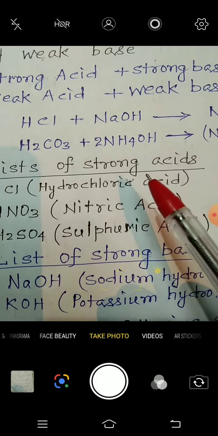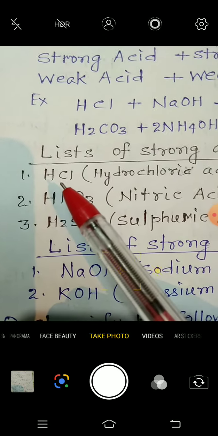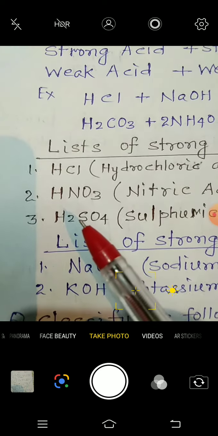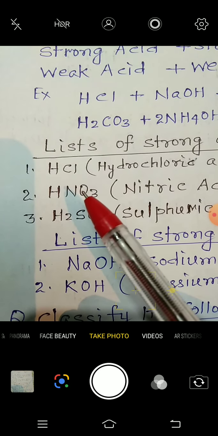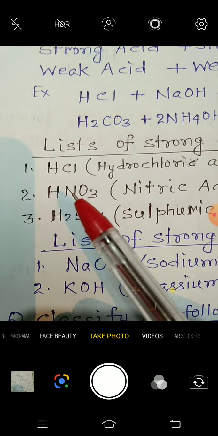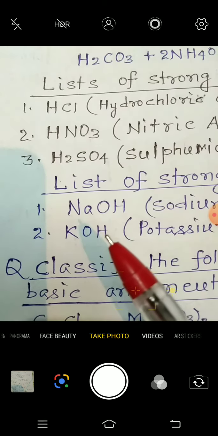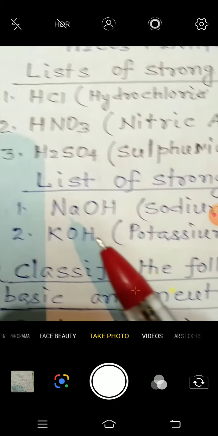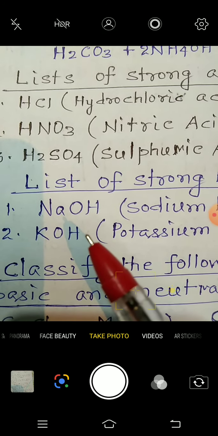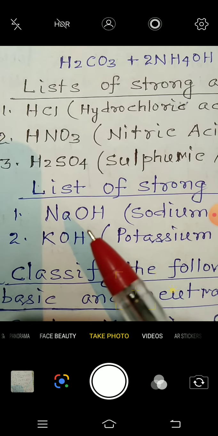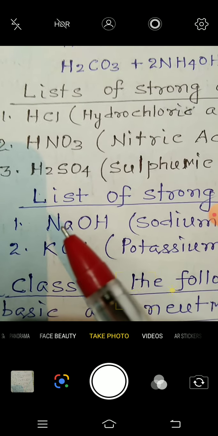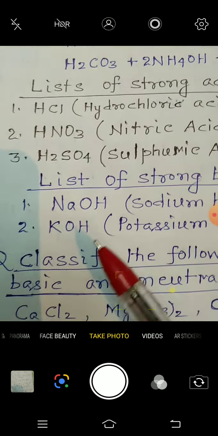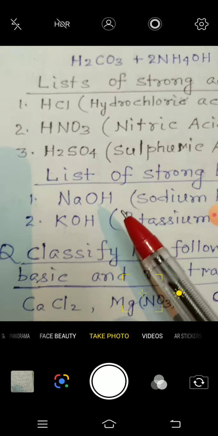Lists of strong acids. These are strong acids, remember: HCl, hydrochloric acid, nitric acid, sulfuric acid. Only these three acids are strong acids. You have to remember the examples of these three strong acids, and there are two strong bases. With the help of these strong acids and strong bases, you will be able to classify the salt, which is acidic, which one is basic, and which one is neutral. So remember the lists of these strong acids and strong bases.